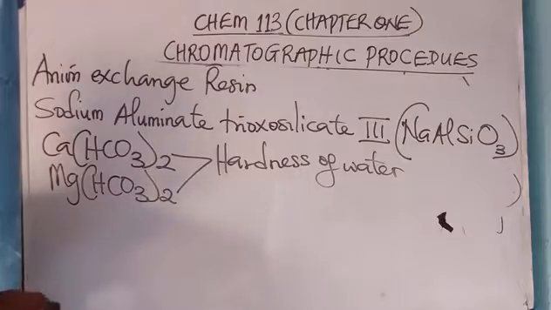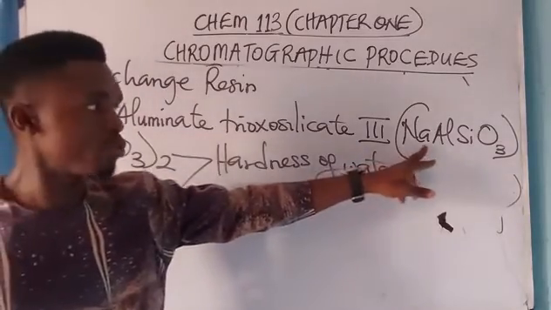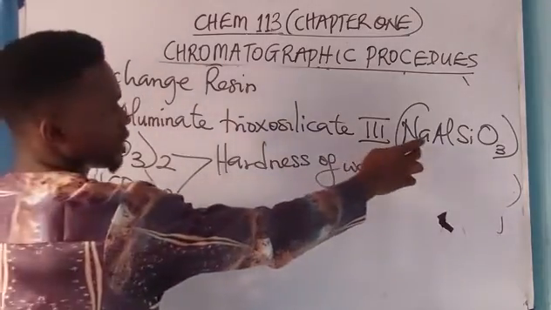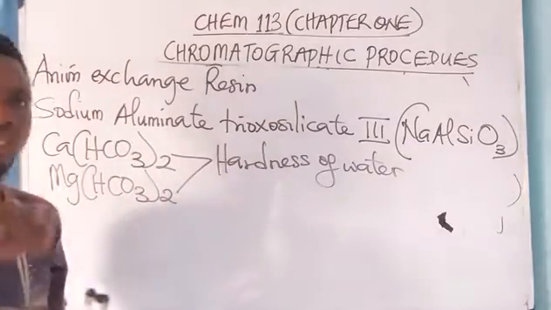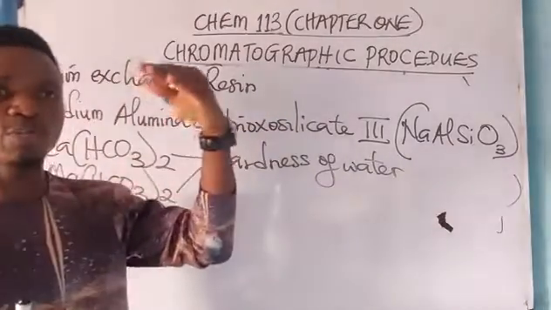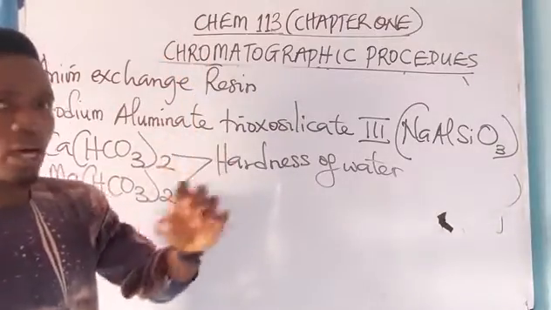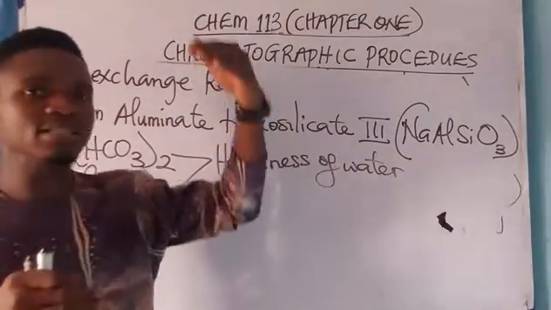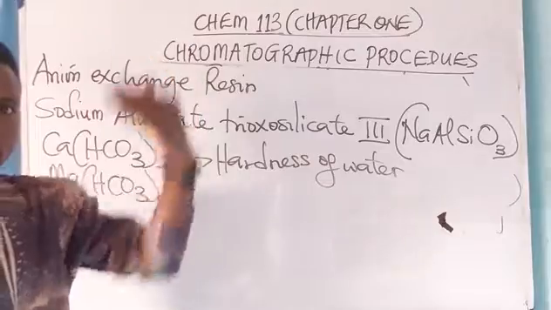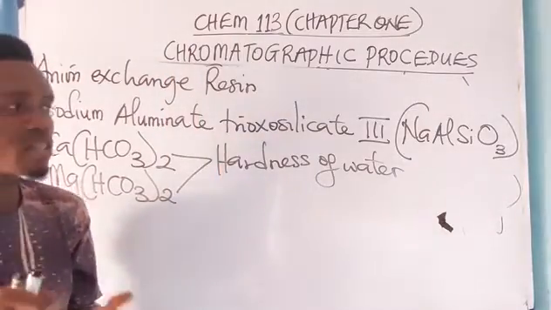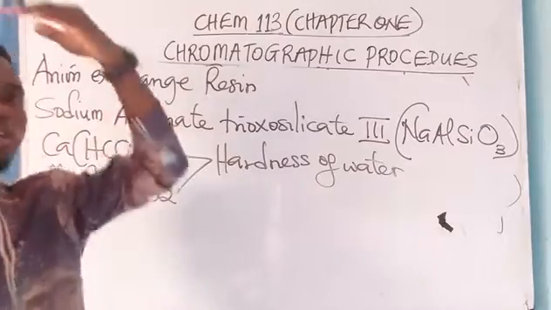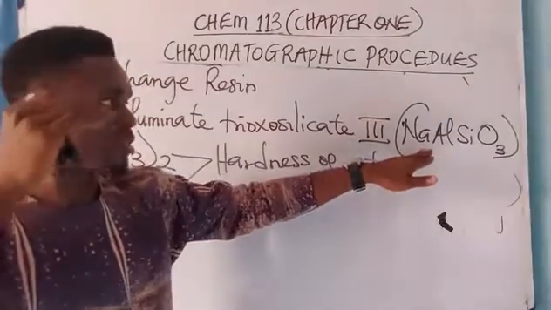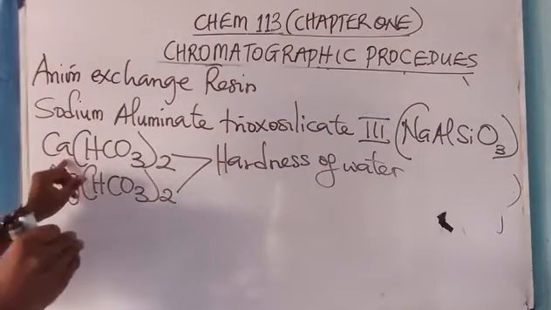Now, during this process, what happens? Since we have sodium present in this resin, as soon as this hard water is passed through the resin, there's what we call the electrochemical series. The electrochemical series is the arrangement of elements in order of their reactivity and the readiness to displace less reactive ones. In the electrochemical series, sodium is higher up. Therefore, it has the ability to displace calcium and magnesium.